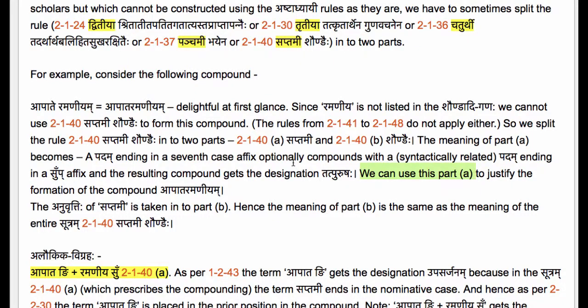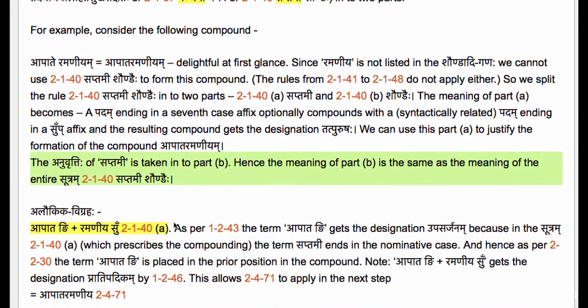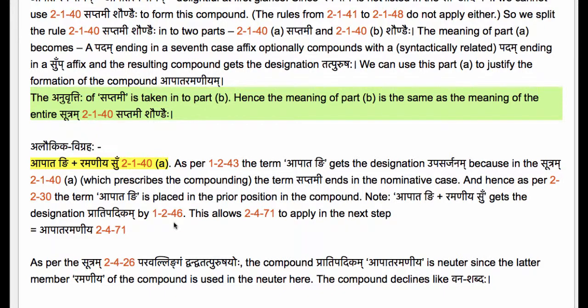Now we can use this part A to justify the formation of the compound apataramaniyam, because this part doesn't mention anything about Shaundaihi. So it doesn't matter if Ramaniya is not part of the Shaundadi Ganaha. Now the anuvritti of Saptami is taken from part A into part B, as the meaning of part B is the same as the meaning of the entire Sutram 2140 Saptami Shaundaihi, which of course we have seen before. So no change there. It is part A which is being created to justify those scholarly usages of Saptami Tatpurushaha compounds which cannot be formed using the rules of the Ashtadhyayi as they are.